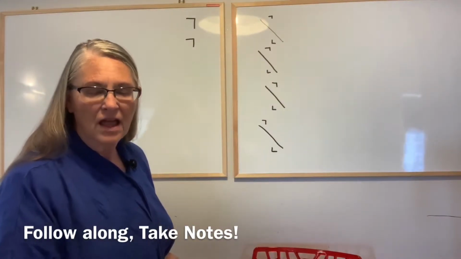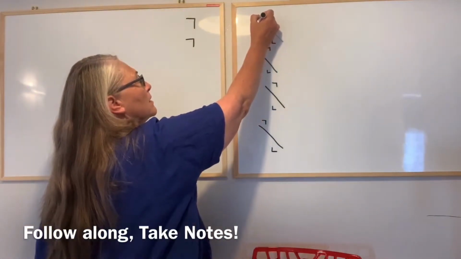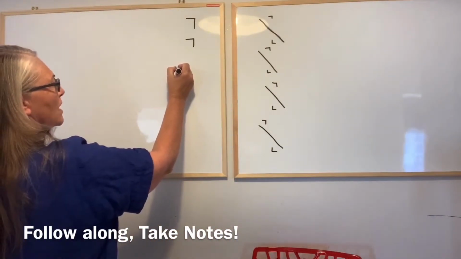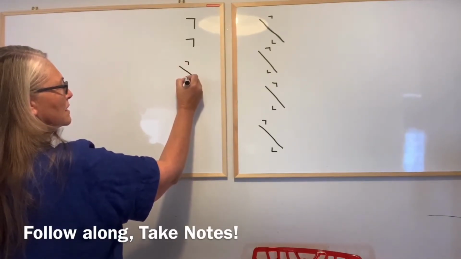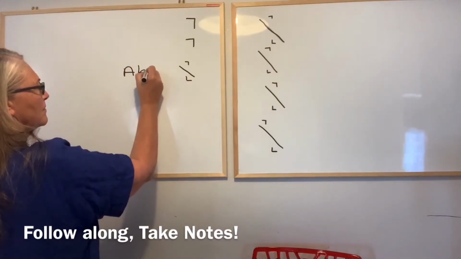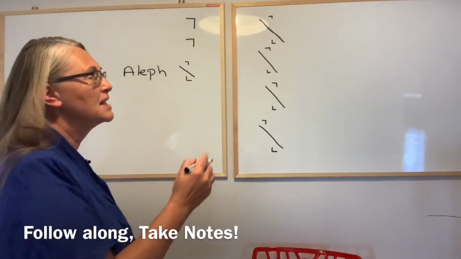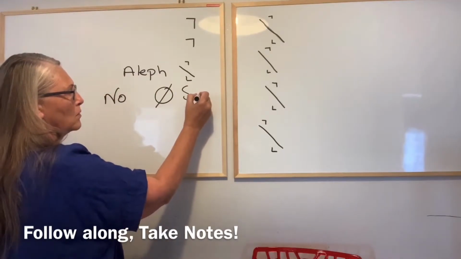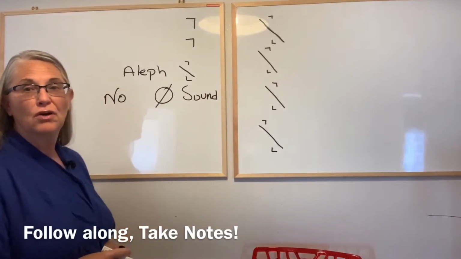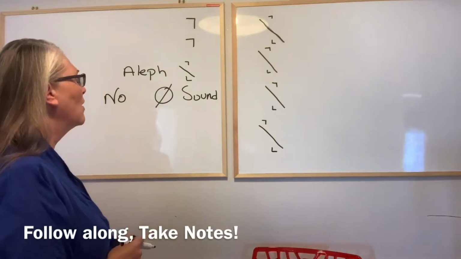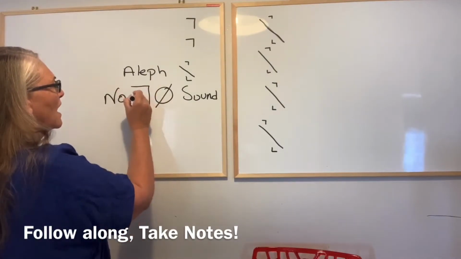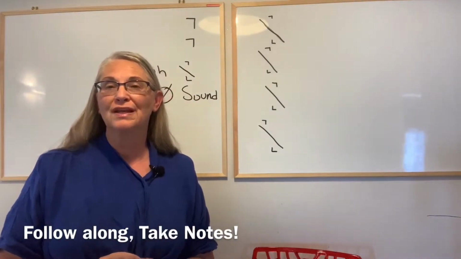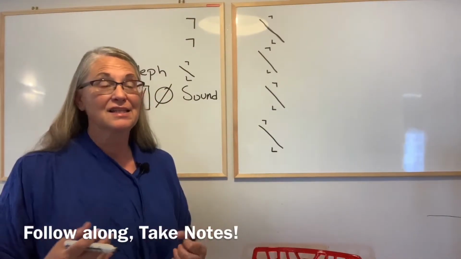This is the letter Aleph. And let me give you a nice darker line there. So this itself is the letter Aleph. Now Aleph is a silent letter. It has no sound. Zilch, no sound. However, it does take on the sound of the vowel, okay? Which we're going to learn in the next lesson.